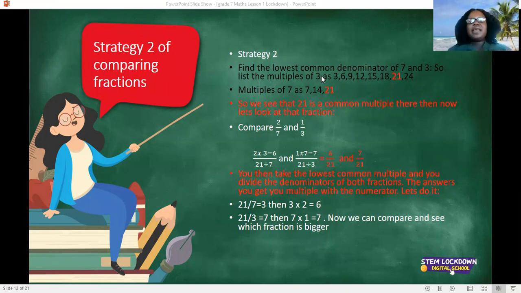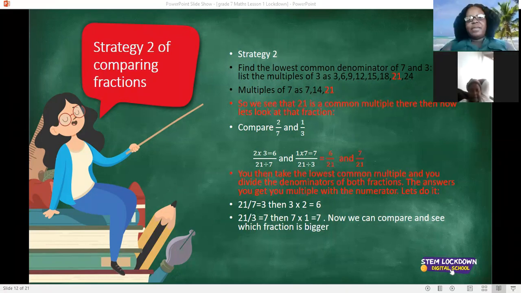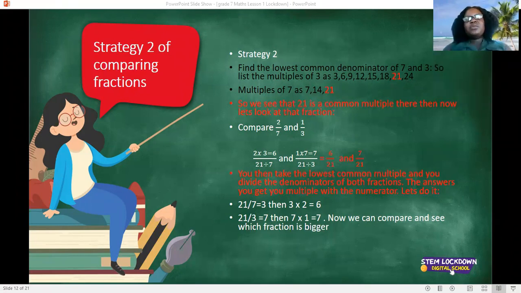We still use the same examples that we had, 2/7 and 1/3. Then we take 21 and we make it our denominator, right? So we say 21 and then we divide 21 by the first fraction's denominator. So we say 21 divided by 7. 21 divided by 7, we get 3.